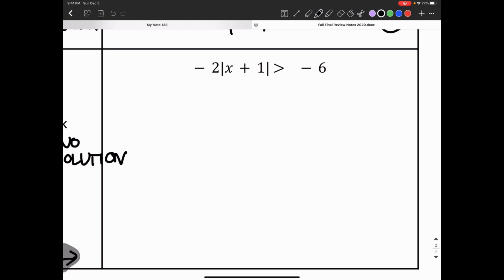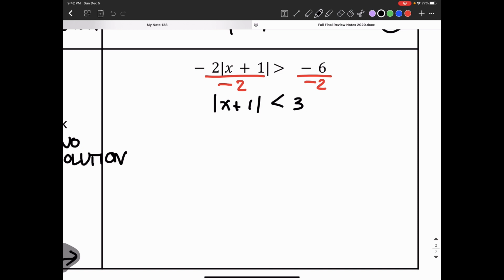I have -2 times the absolute value of x plus 1 is greater than -6. First thing I'm going to do is isolate the absolute value, which is what I do for equations too. Divide by -2 on both sides. Before I do anything else, because I divided by a negative, I'm going to change the sign. I'm going to flip it to be less than instead of greater than. I'm going to end up with the absolute value of x plus 1 is less than 3.